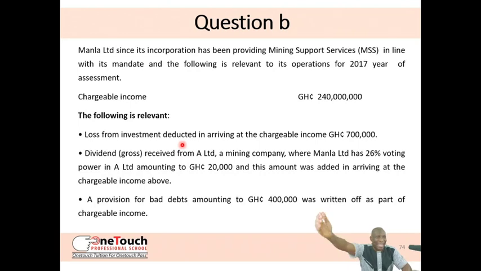I have to add back these losses that they have charged. A dividend received from A Limited, a mining company, where Manla Limited has 26% voting power in A Limited, amounting to 20,000. This amount was arrived at in the chargeable income above. So what they are saying is that this particular dividend, which was received from A Limited, a mining company, Manla has 26% voting power in that A Limited.